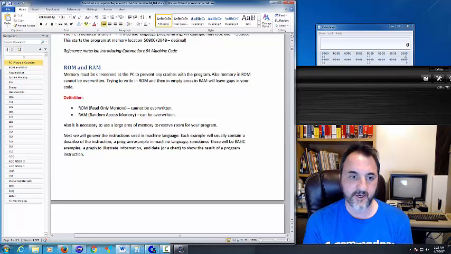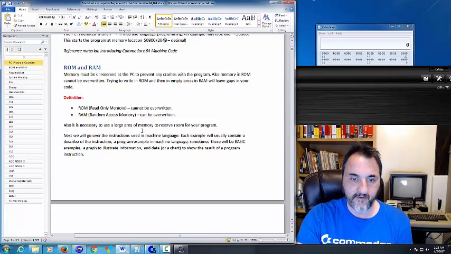Next, we will go over the instructions used in machine language. Each example will usually contain a description of the instruction, a program example in machine language, sometimes BASIC examples, a graph to illustrate information and data, or a chart to show the result of a program instruction. The whole purpose of this is to break it down, and you'll see not only do I do the definitions, but I also break them down to show the examples. This will be the actual instruction program, and then a graph. Sometimes you'll see graphs or charts, screenshots, and then the data, basically to show the calculations and the numbers.